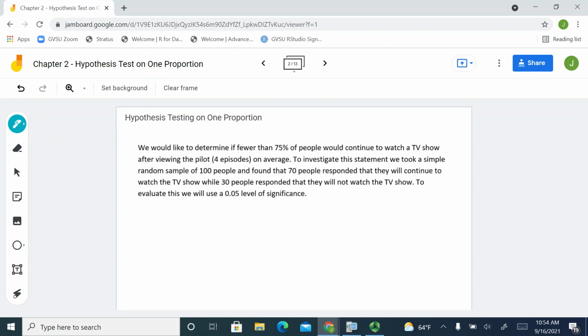In this lesson, we're going to learn about hypothesis testing on one proportion. We're going to use the example below to help us out with navigating what we need to do and the steps that we need to complete in order to perform the hypothesis test.